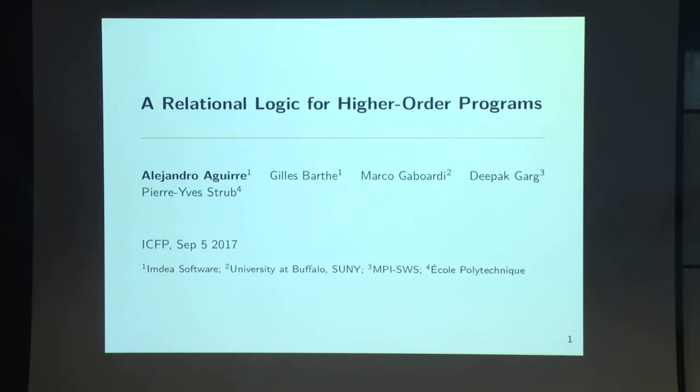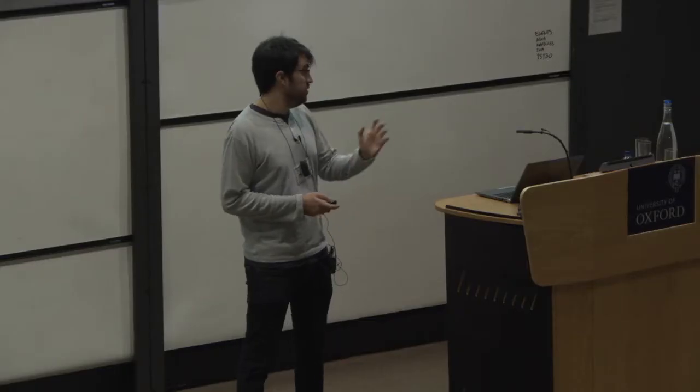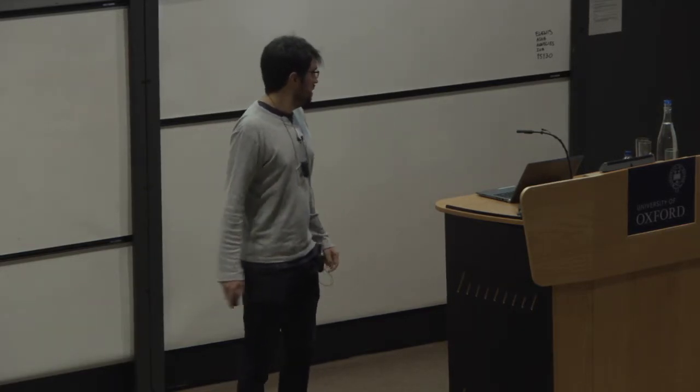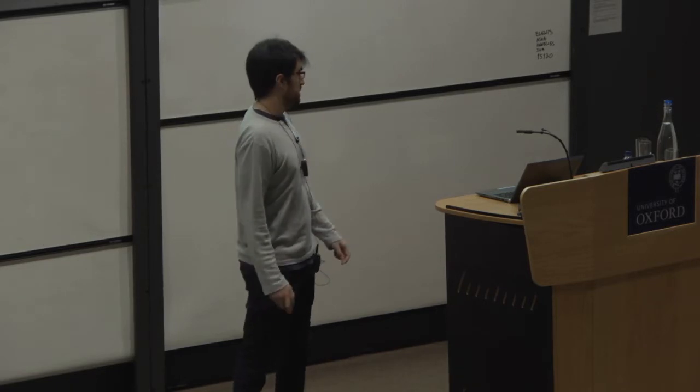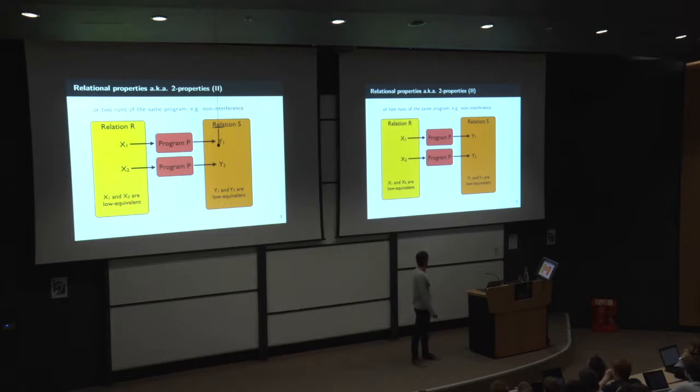Okay, so I want to speak about how to verify relational properties. These are properties that refer to two runs of two programs. The simplest example is probably equivalence: you have two inputs related by equivalence on the input of the two programs, and then on the output, you also have outputs related by equivalence. This can also be specialized to the case of two runs of the same program.